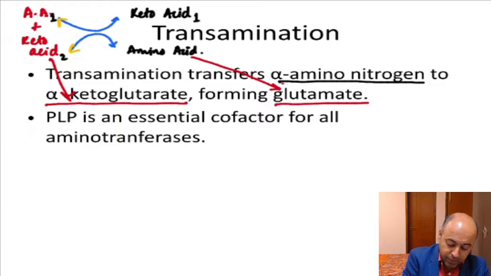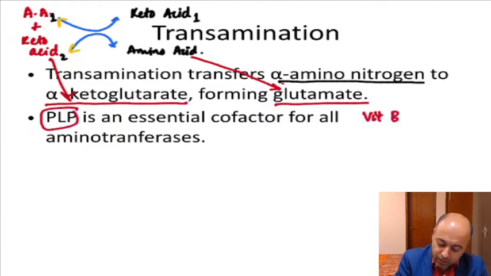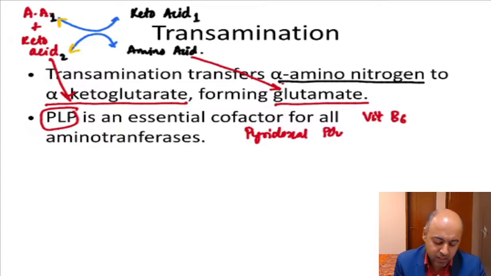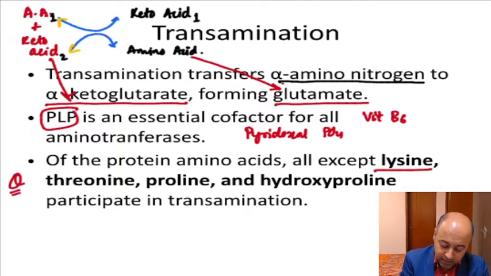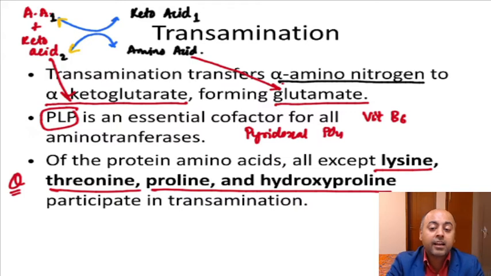Second, PLP means the vitamin B6, pyridoxal phosphate. PLP stands for pyridoxal phosphate. PLP is required for the transamination, and some amino acids do not participate in transamination. This is another important point which you have to remember. These include lysine, threonine, proline, and hydroxyproline.